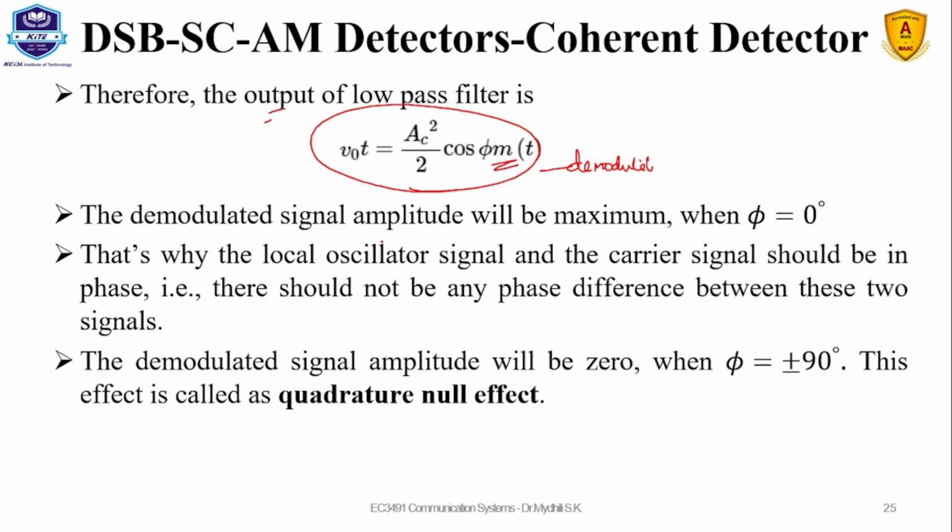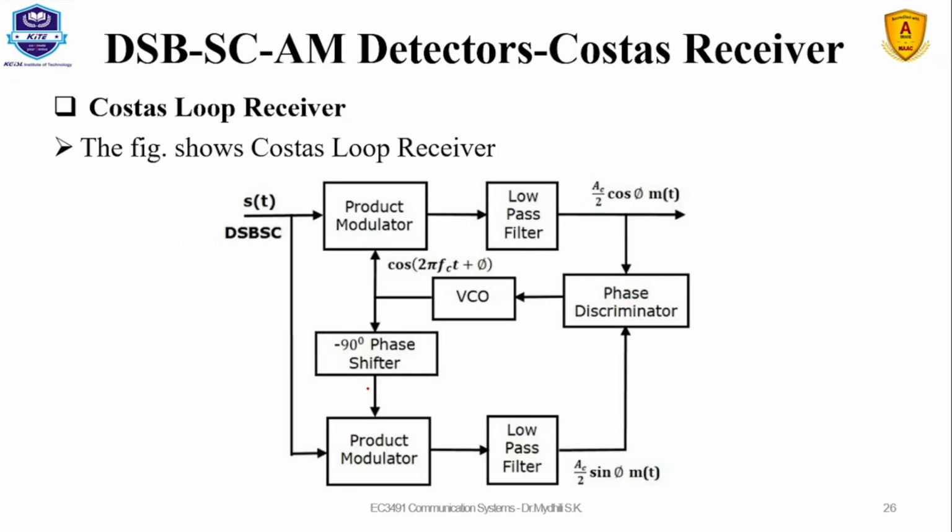The demodulated signal amplitude will be maximum when the phase phi is 0 degrees. The demodulated signal will be 0 when the phase angle is plus or minus 90 degrees, and this effect is called the quadrature null effect.